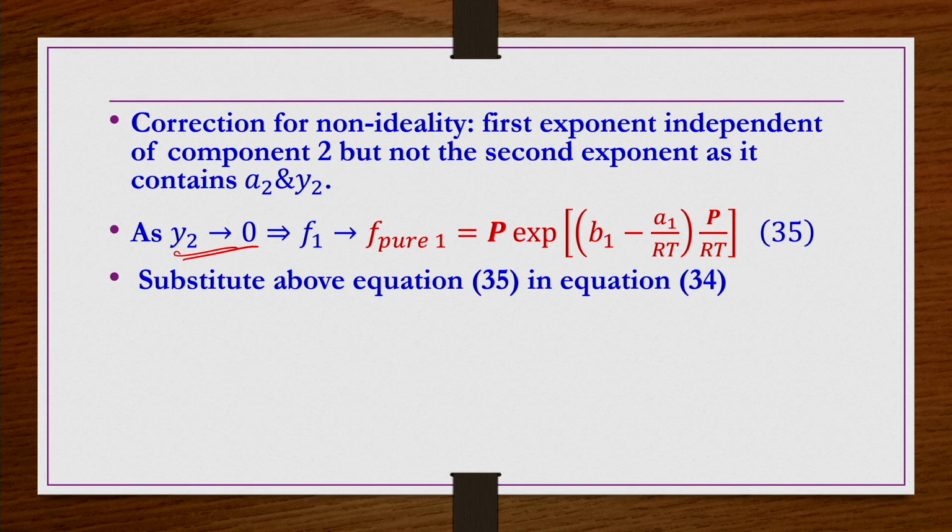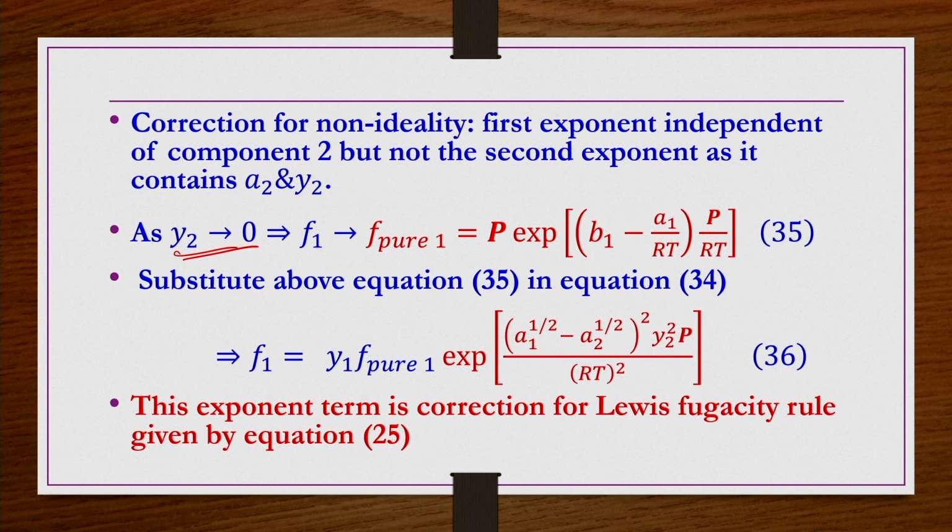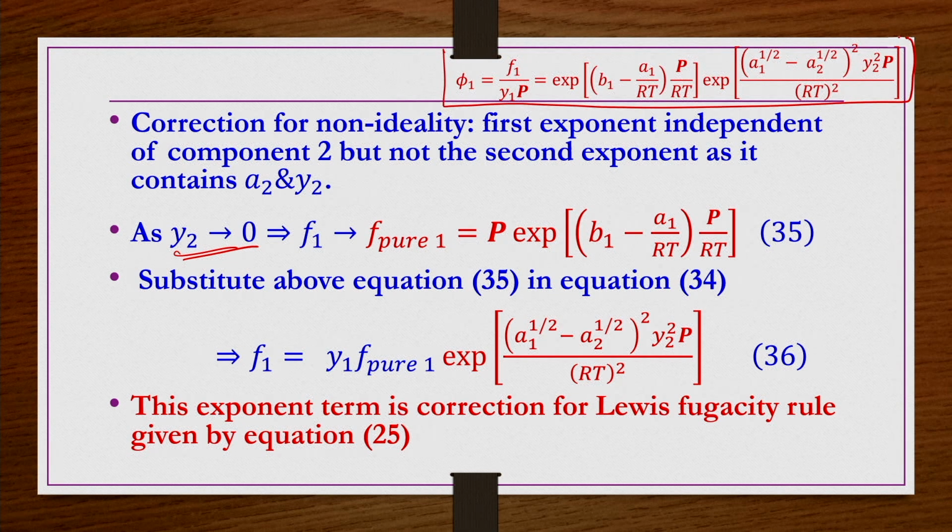So, substitute the above equation in equation 35, which is nothing but the equation that we derived in the previous slide. Here we can write F1 by Y1 is equal to P multiplied by exponential of B1 minus A1 by RT, P by RT. P exponential of B1 minus A1 by RT, P by RT is nothing but F pure 1. So, F1 by Y1 is equal to F pure 1 and then the second exponent as it is.